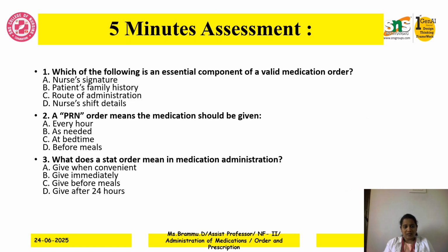Last but not least, a rapid assessment. Which of the following is an essential component of a valid medication order? Nurse's signature, patient family history, route of administration, nurse shift details. Which would be an essential medication order? Just think. If a PRN order means medication must be given every hour, as needed, at bedtime, before meals. This is a clear answer: whenever necessary, as needed. What does a stat order mean? That is, you are going to give the drug immediately.